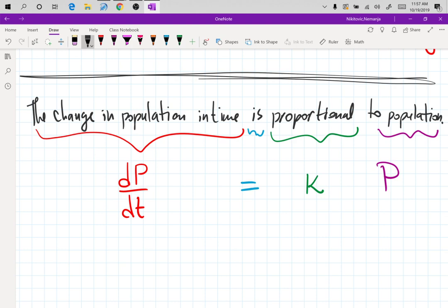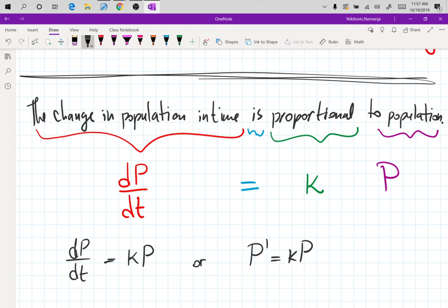I'm going to have dp dt equals kp. Also, I can write this as p prime equals kp, right? So both of these are okay, but the first one is better because it shows the independent variable t, which tells us that this population changes in respect to time. And we know that, right, for humans it takes about 9 months to cook up a baby. Then let's recuperate, and then you can start the whole process again. So dp dt equals kp.